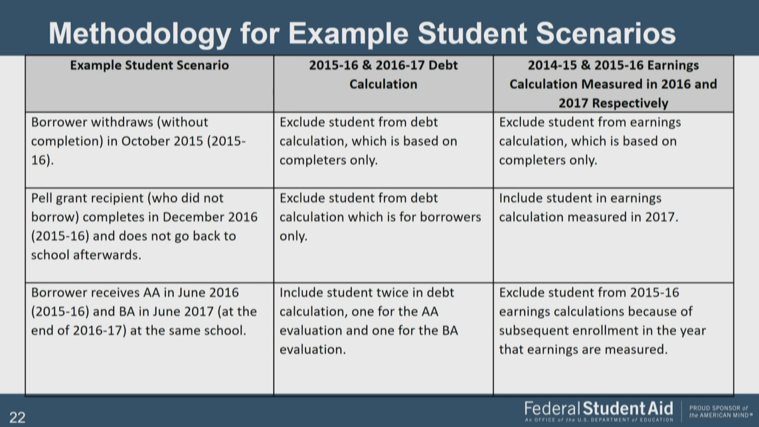The last student example here is a borrower who receives an AA, an associate's degree, in the evaluation period, the cohort period that we're looking for, but then immediately enrolled in a BA program right afterwards. So we would include that student in the debt, but we would exclude that student from the earnings cohort because they were studying during the calendar year which we measure the earnings.